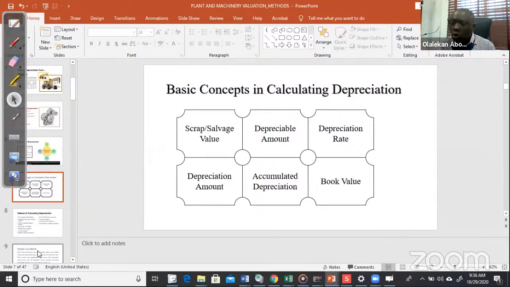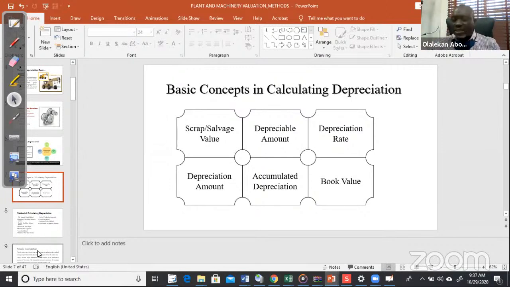So you can see the distinction between the two. Please, if you see in your question, differentiate between scrap value and salvage value, don't say they are the same, or don't say I don't know. At least you have had it now, differentiating between scrap value and salvage value.